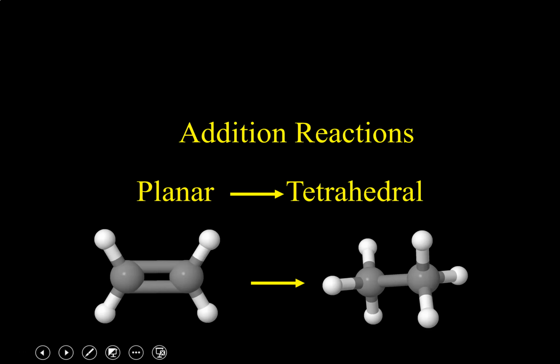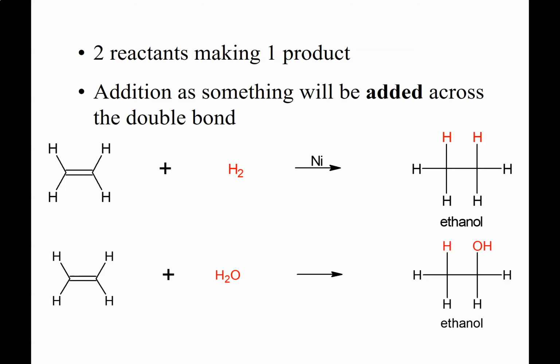In this video we are going to look at addition reactions. It kind of does what it says on the tin, where you're adding one thing to another. Unlike substitution reactions, nothing is being taken away from either molecule. You have two things becoming one. You're also going from planar molecules to tetrahedral ones very often. So, two reactants making one product.